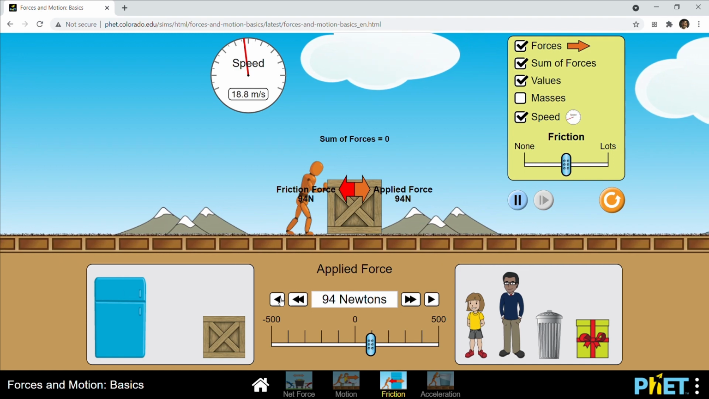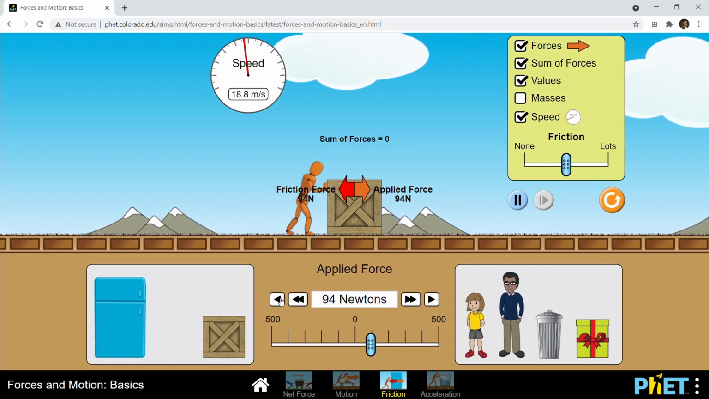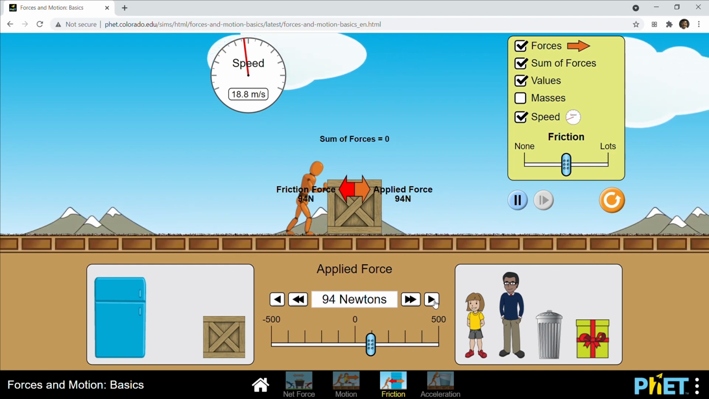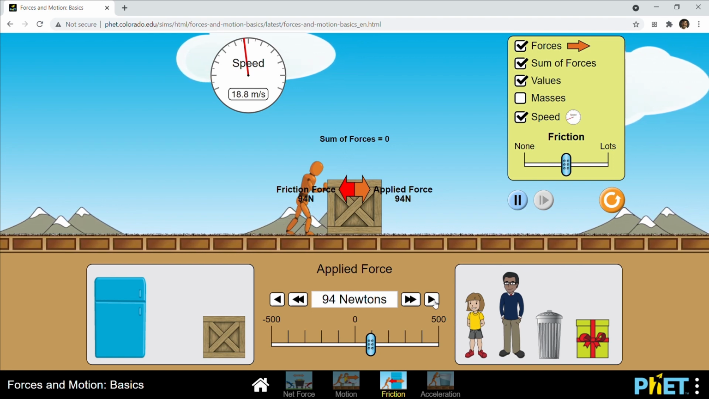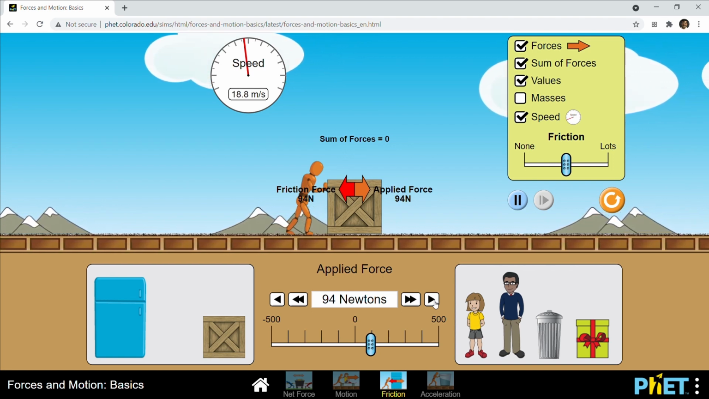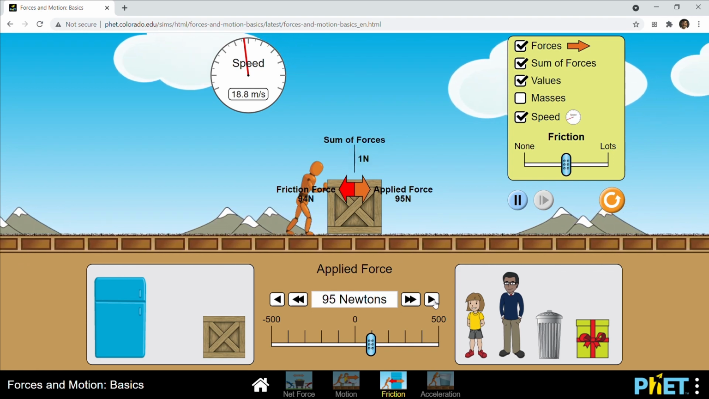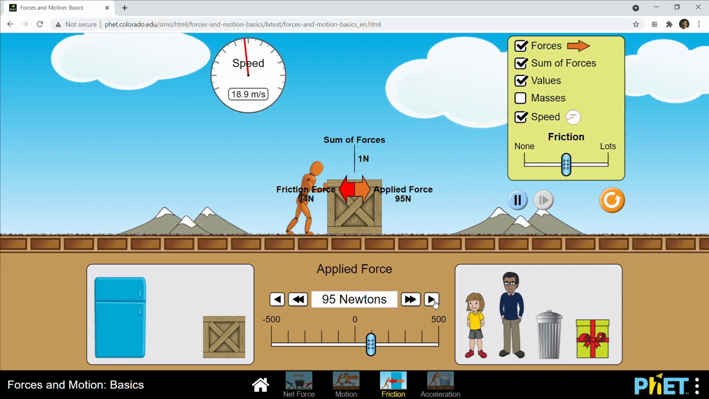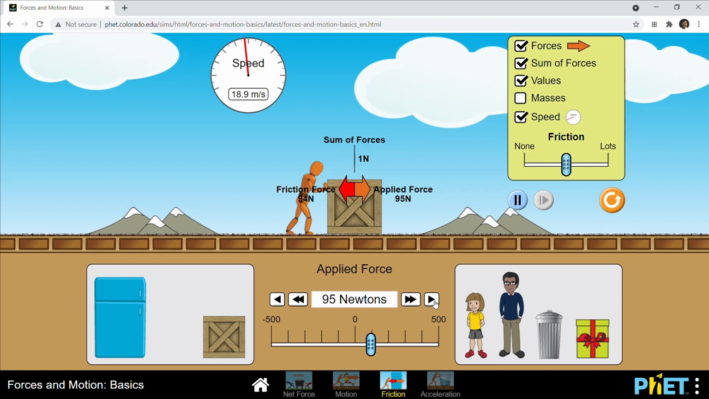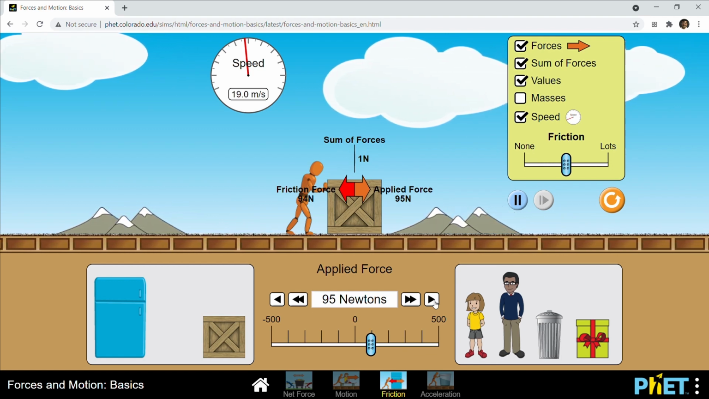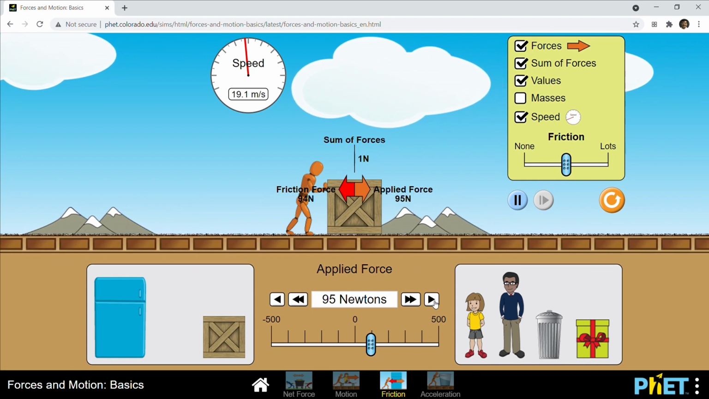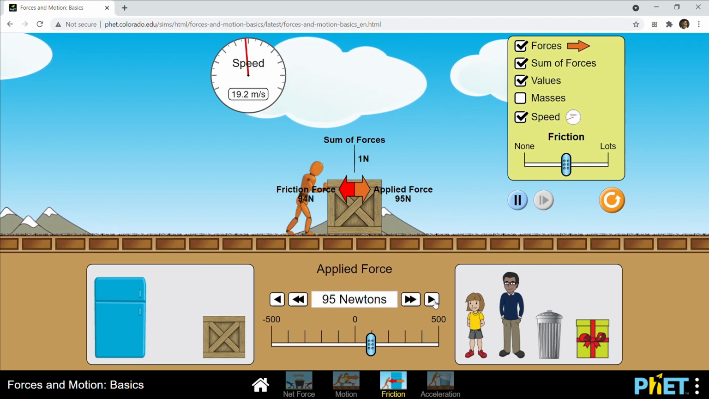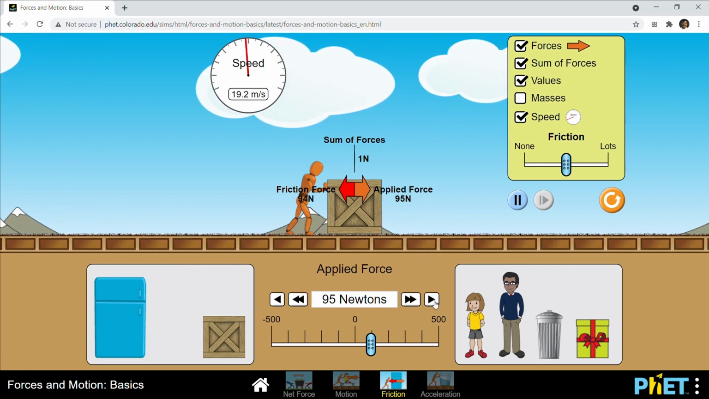If the forces are even slightly imbalanced, let me apply one more newton of force. I'm going to apply a force of 95 newtons against the friction force of 94 newtons. So now we have an unbalanced force of 1 newton in the direction of the box, and notice that the speed just increased. It was 18.8, now it's 18.9, now it's 19.0. It's not increasing very quickly because we don't have a very big unbalanced force, but it is increasing. We have an unbalanced force of only 1 newton, so the box has a small acceleration.